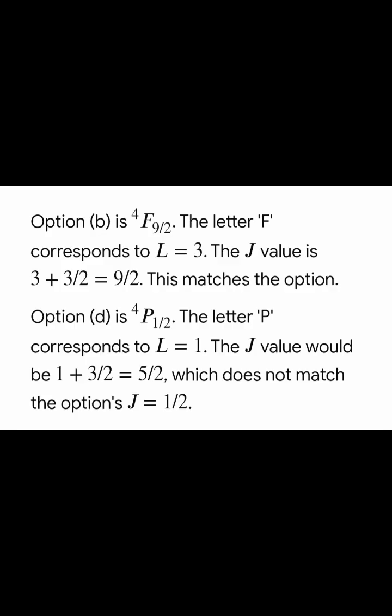Then for option D, it is given 4P 1 by 2. The letter P denotes L is equal to 1. Therefore J is equal to 1 plus 3 by 2, and this is equal to 5 by 2. Here the value of J doesn't match with the value given in the option. Here the value given is half. So the option that matches is option B. So the answer is option B.